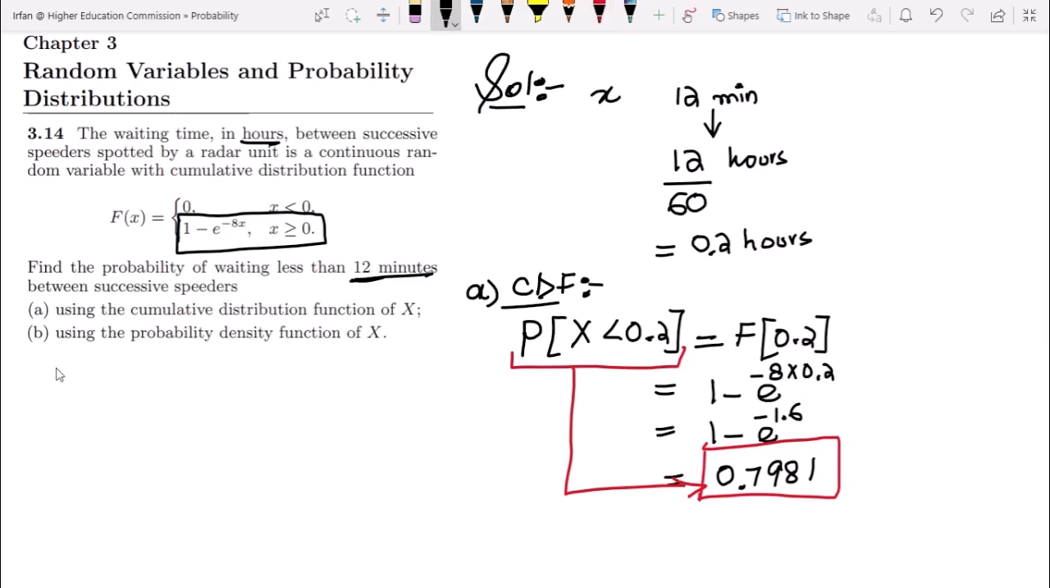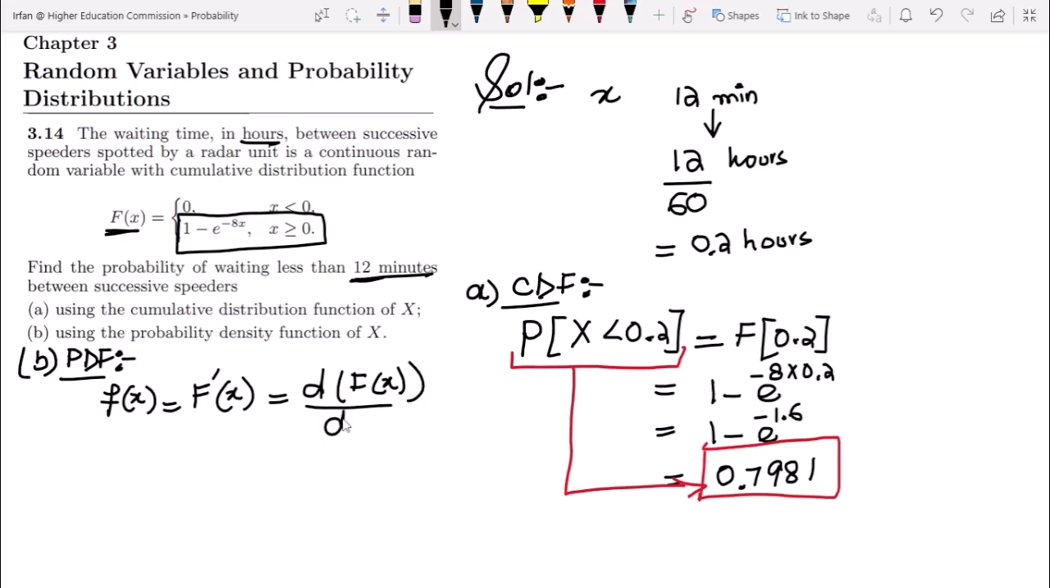Now, in order to do a similar thing by using the PDF, the probability density function, I have to write f of x. Here we are given the CDF, and in order to find the PDF from the CDF, I have to find the derivative of this F of x, which is dF of x divided by dx. This will only range between these values because all others are zeros.